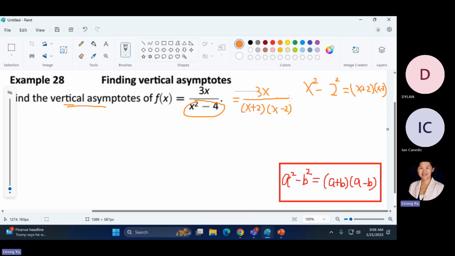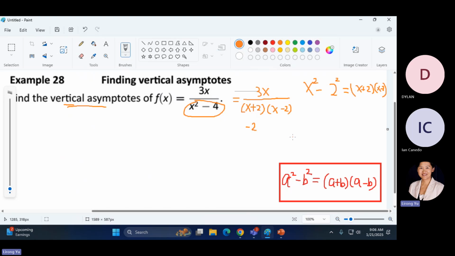Why do we factor? Because if you factor, you see two terms multiplying each other, so you can easily see when the denominator becomes 0. If the denominator equals 0 and the numerator has no such factor, so there's no common factor between numerator and denominator, then you see division by 0. For example, x plus 2. If x plus 2 equals 0, x equals negative 2. So negative 2 makes the denominator 0.